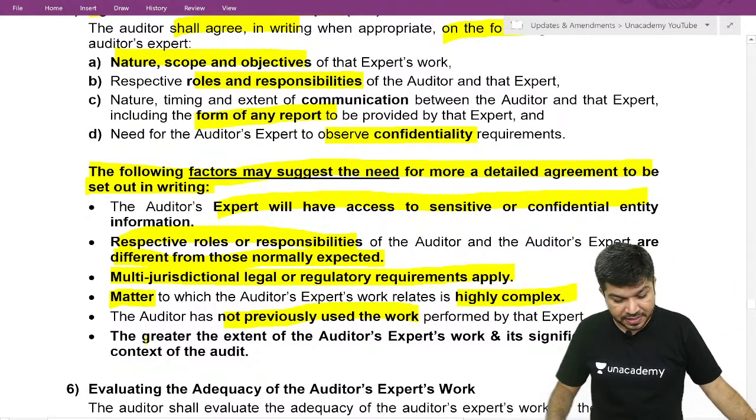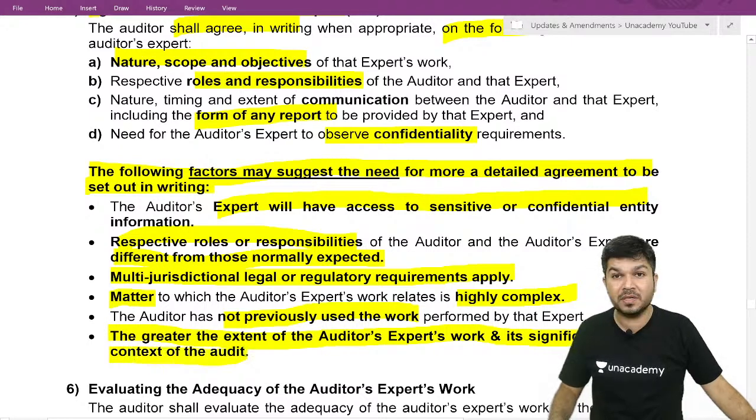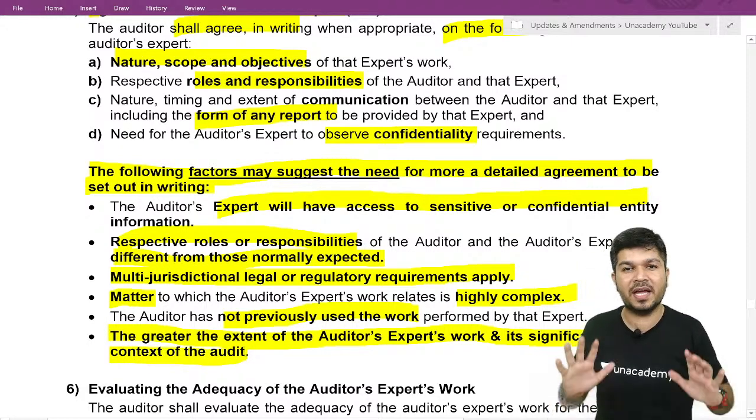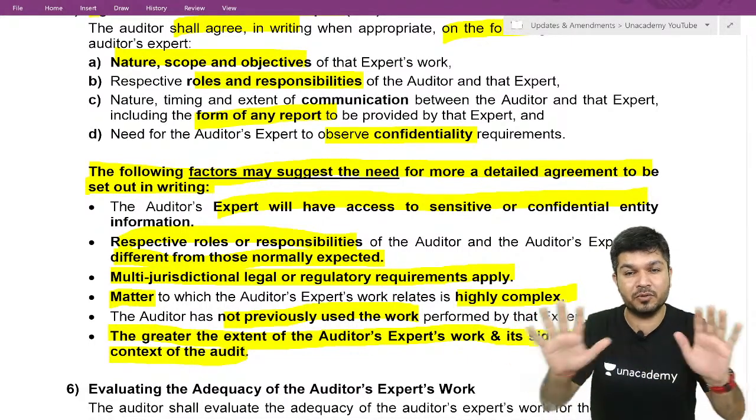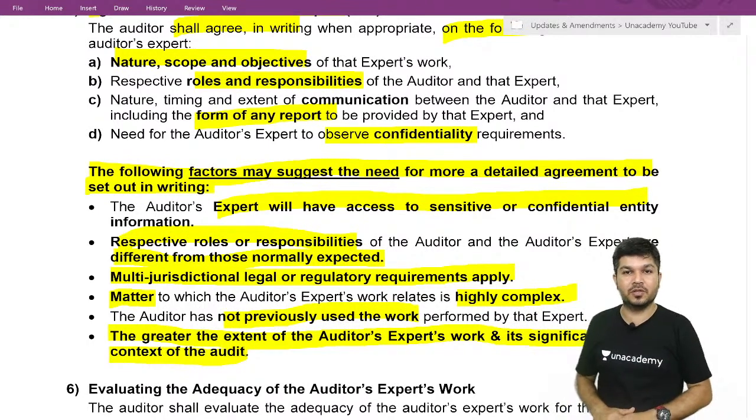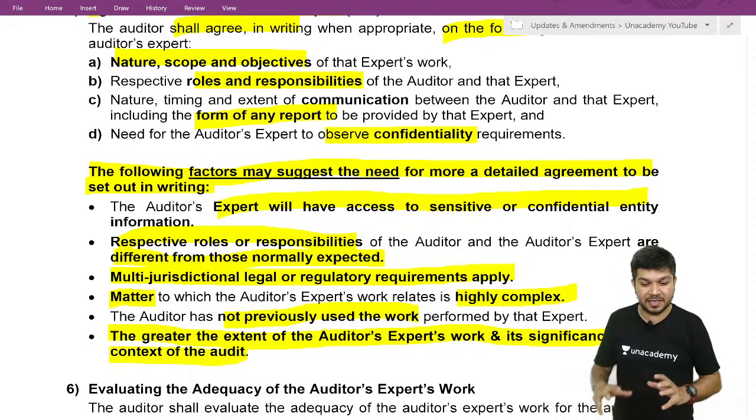And last, the greater the extent of the auditor's expert work and its significance to the audit. If his work is more significant to the audit, I should have a detailed agreement with him. So the need to have a detailed agreement arises when?